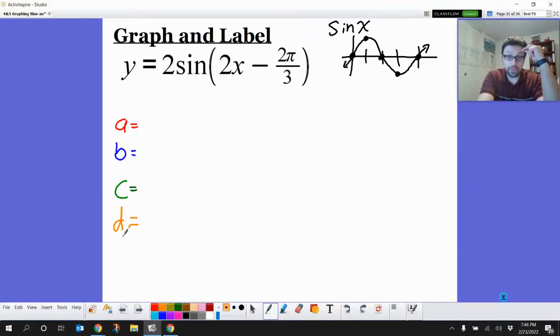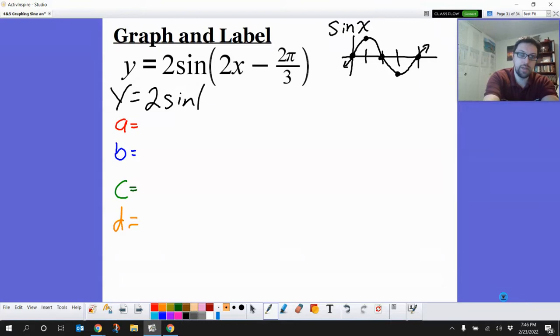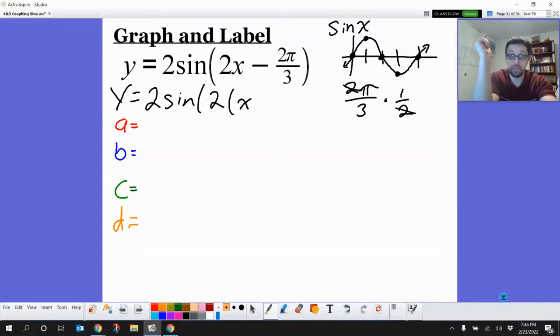Oh boy, there are a lot of twos in this problem, but we want to make sure B and C are separated. You can't separate yourselves. So 2 sine of 2 parentheses x. So we want to divide that 2 pi over 3 by 2. Dividing by 2 is the same as multiplying by 1/2. That'll cancel these 2's, and we're left with just a pi over 3. You can check that too: if you multiply that 2 in, that 2 times pi over 3 will be 2 pi over 3.